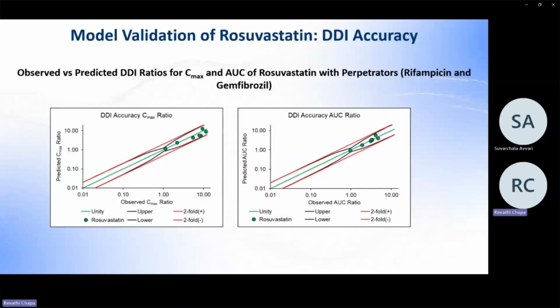And then we also had a DDI model verification. We used the compounds rifampicin and gemfibrozil, which are strong and moderate inhibitors of OATPs. As you can see, most of the predictions for both Cmax and AUC are closer to the line of unity, and most of them are within the 1.25 fold criterion. So this explains that whatever FM and FT contributions we attributed to different enzymes and transporters are very much in line with what clinical data suggests.